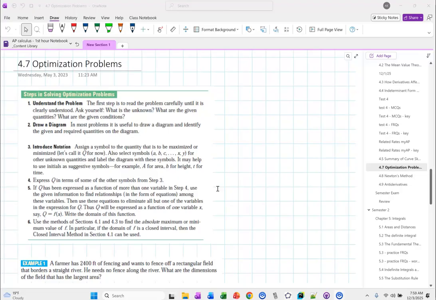Step 3 would be to introduce notation. So you want to assign a symbol for the quantity that needs to be maximized or minimized. For the sake of their example, they're going to call that Q. And then you want to select some symbols for other unknown quantities and label your diagram. They suggest using suggestive symbols like A for area or H for height. That's a shocker, right?